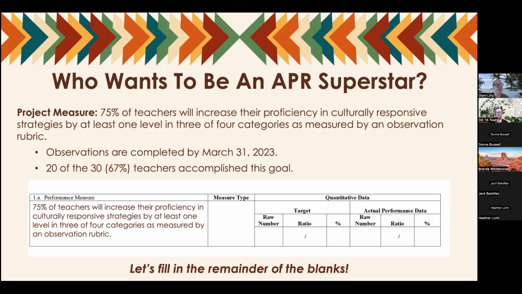So again, how would you complete this chart? We have already that performance measure there. What type of measure is it? What are we reporting in the target columns? And then what are we reporting in the actual performance data?